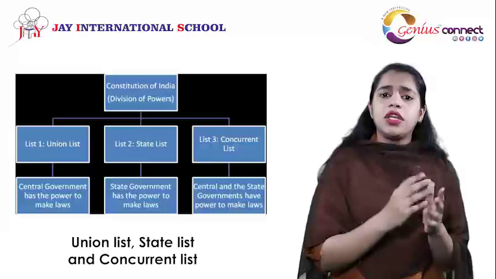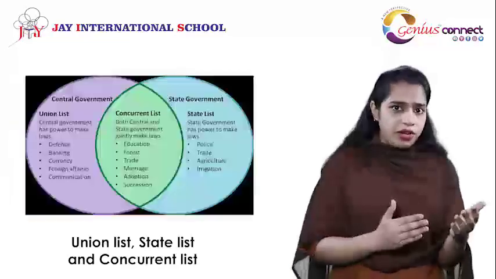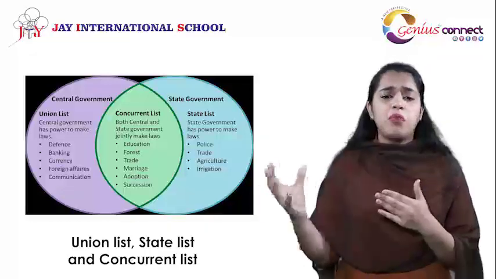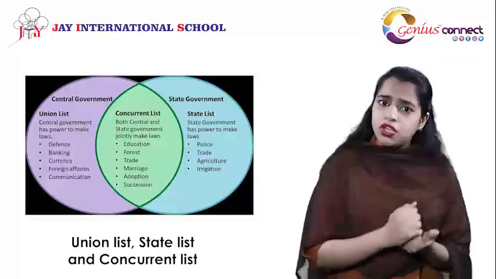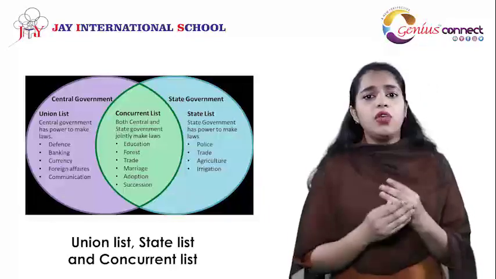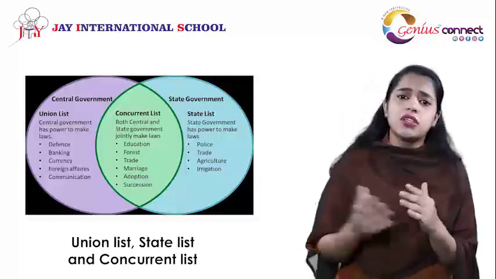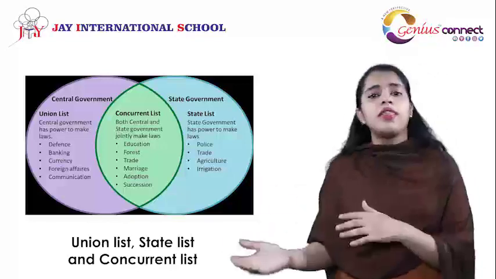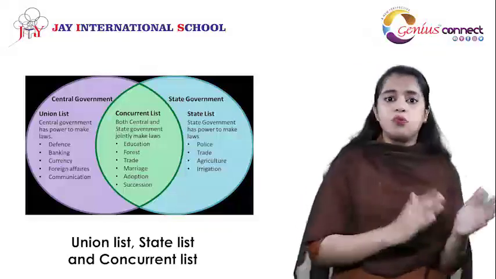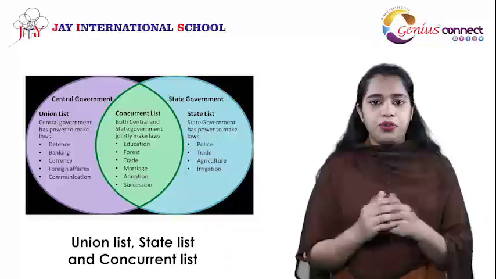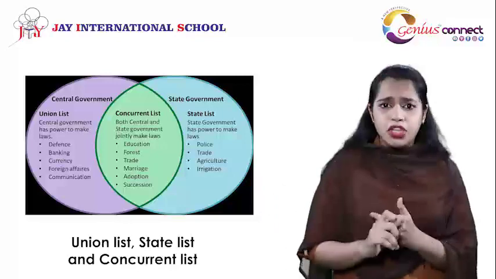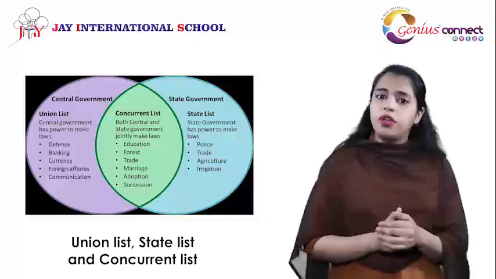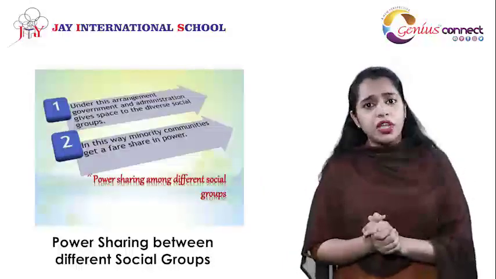The union list contains all the matters that are relevant to the center. These matters include defense, currency, and, of main importance, foreign affairs and such matters which are important for the whole country. Then you have the state. The state list consists of matters that are important to the state: marriage, adoption, succession, education. And then the concurrent list. The concurrent list contains subjects for both the state and the center, particularly education, where both the state and center have a right to pass a judgment. This is all about vertical power sharing.